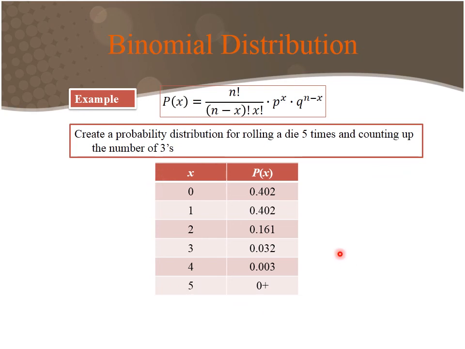So a couple things to keep in mind. Each of the probabilities should be between 0 and 1, like we said when we were talking about the general probability distributions. Also, if you add all these probabilities up in our probability distribution, you should get 1, give or take a little bit due to rounding.